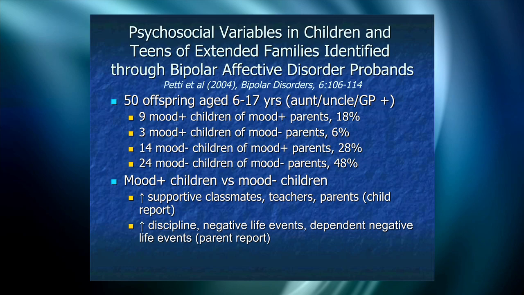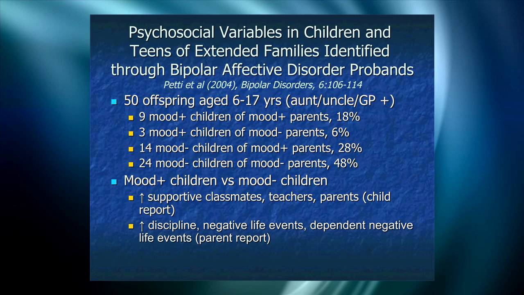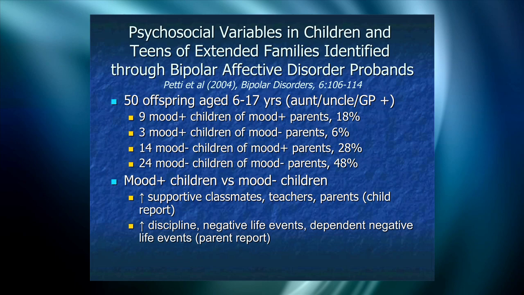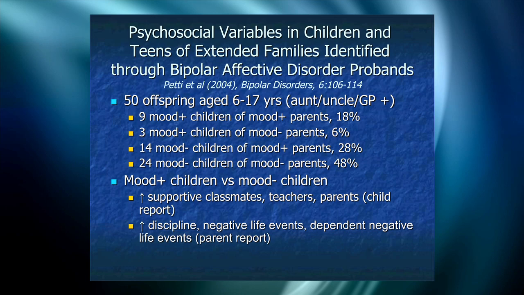Psychosocial variables in children and teens of extended families identified through bipolar affective disorder probands. In this case, they took 50 offspring, 6 to 17 years, where either an aunt, an uncle, or a grandparent had bipolar disorder. And you see the breakdown of those kids with mood disorder when their parents also had a mood disorder, kids with mood disorder where their parent didn't, kids without mood disorder, parents with, kids without, parents without. What they found was that the kids who had the mood disorder reported more support of classmates, teachers, and parents.